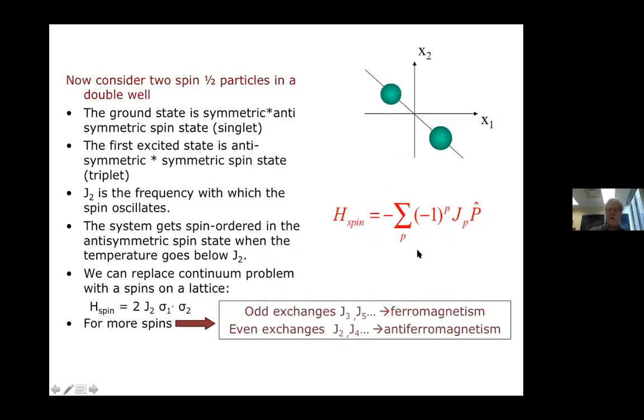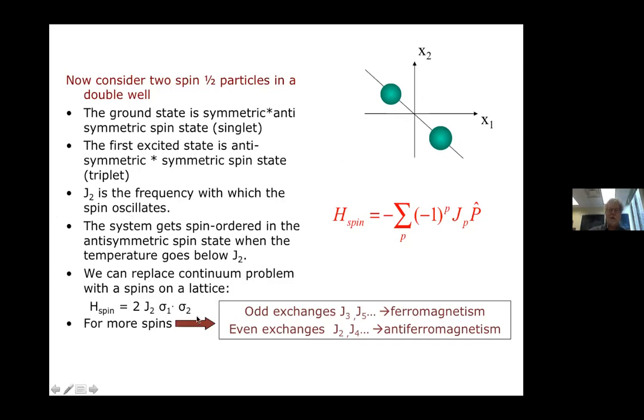Now, if we generalize to two spin 1/2 particles in a double well, you have to couple the spin with this localization left to right. And so the ground state is symmetric with respect to the center of the well, the origin, and it's anti-symmetric with respect to the spin. That's the singlet. And the first excited state is the triplet state, and it's anti-symmetric, like in the previous case. And again, J2 is the frequency at which the spin will oscillate from left to right.